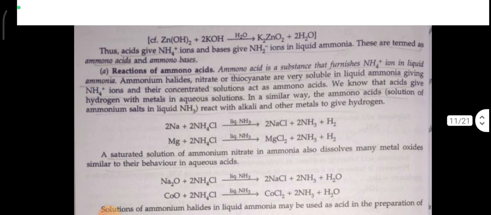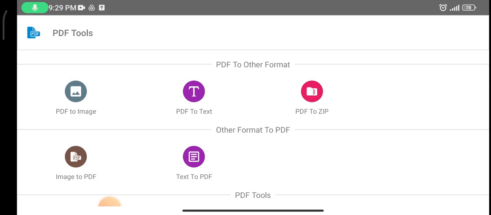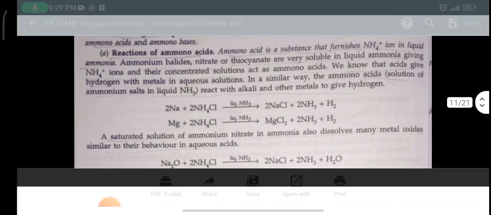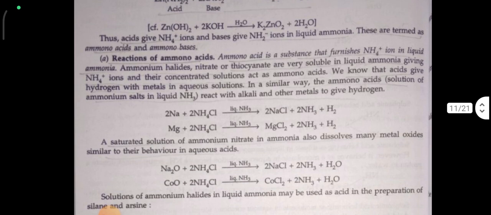Reaction of ammonoacids. Ammonoacids are substances that furnish NH4+ ion in liquid ammonia. Ammonium halides, nitrates, or thiocyanates are very soluble in liquid ammonia, giving NH4+ ion, and their concentrated solutions act as ammonoacids.